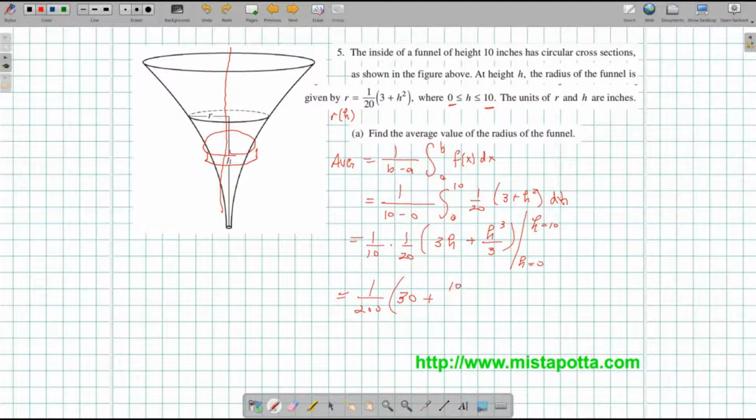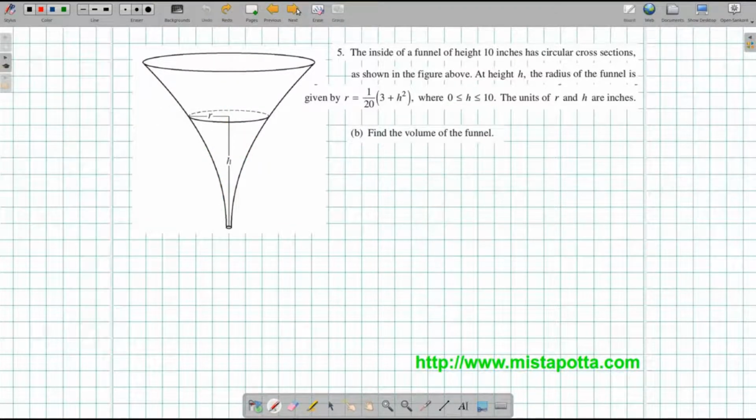plus 1,000 over 3. Now this is my average radius, and of course the units for length in this problem is inches. So it's important to make sure that we include our units whenever we're given units. So this is going to be our average value of the radius, and this is a perfectly good answer. I don't need to worry about simplifying it.